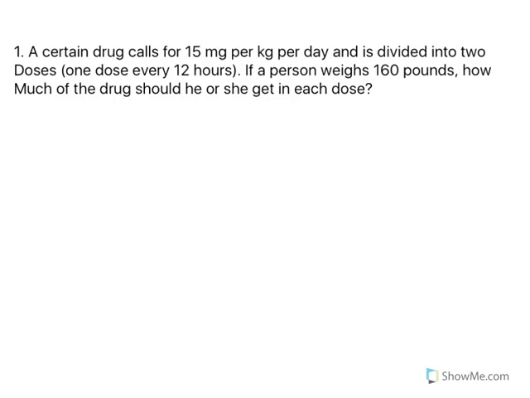The first kind of problem: a certain drug calls for 15 milligrams per kilogram per day and is divided into 2 doses, 1 dose every 12 hours. If a person weighs 160 pounds, how much of the drug should he or she get in each dose? Now, we're just talking about this one day, right? Because we're talking about the dose. So in this problem, we really just need the 15 milligrams per kilogram. So just think about 15 milligrams per 1 kilogram.